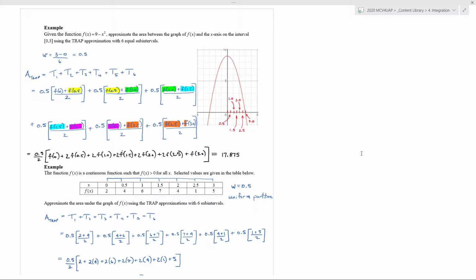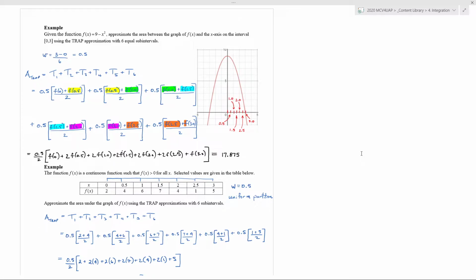The next example is just the same thing, only you're not given a function or a graph, you're just given a table of values. And you're asked to approximate the area using a trapezoidal approximation with 6 subintervals. You can see from the chart or the table of values that it's a uniform partition, and the width of each trapezoid would be a half.